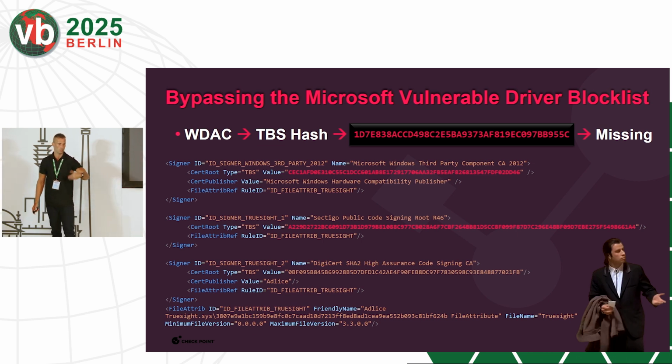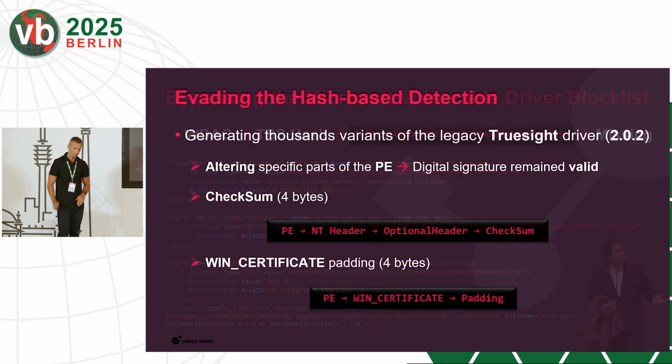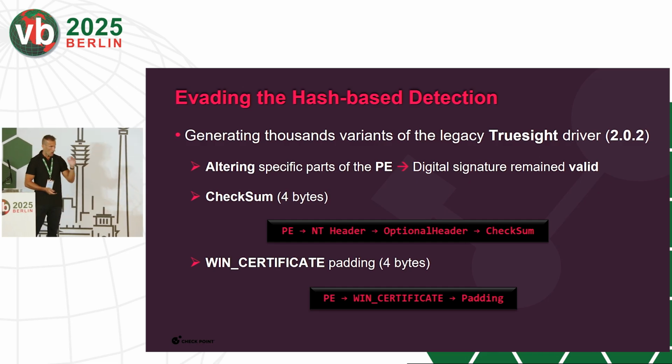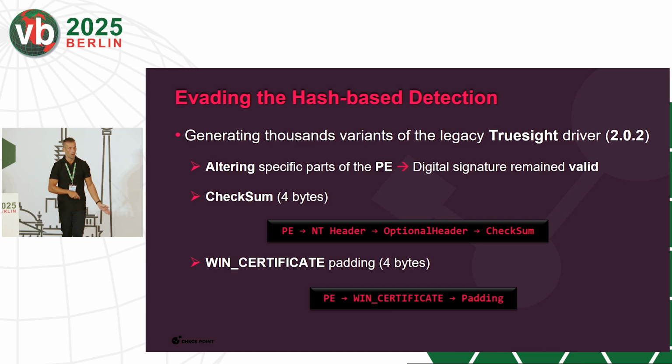It's missing. And because of that, they can use it, and they can bypass the Microsoft vulnerable driver blocklist. And now, finally, evading the hash-based detection. They generated thousands of variants of the legacy TrueSight driver. How did they do it? They altered specific parts of the portable executable without invalidating the digital signature.